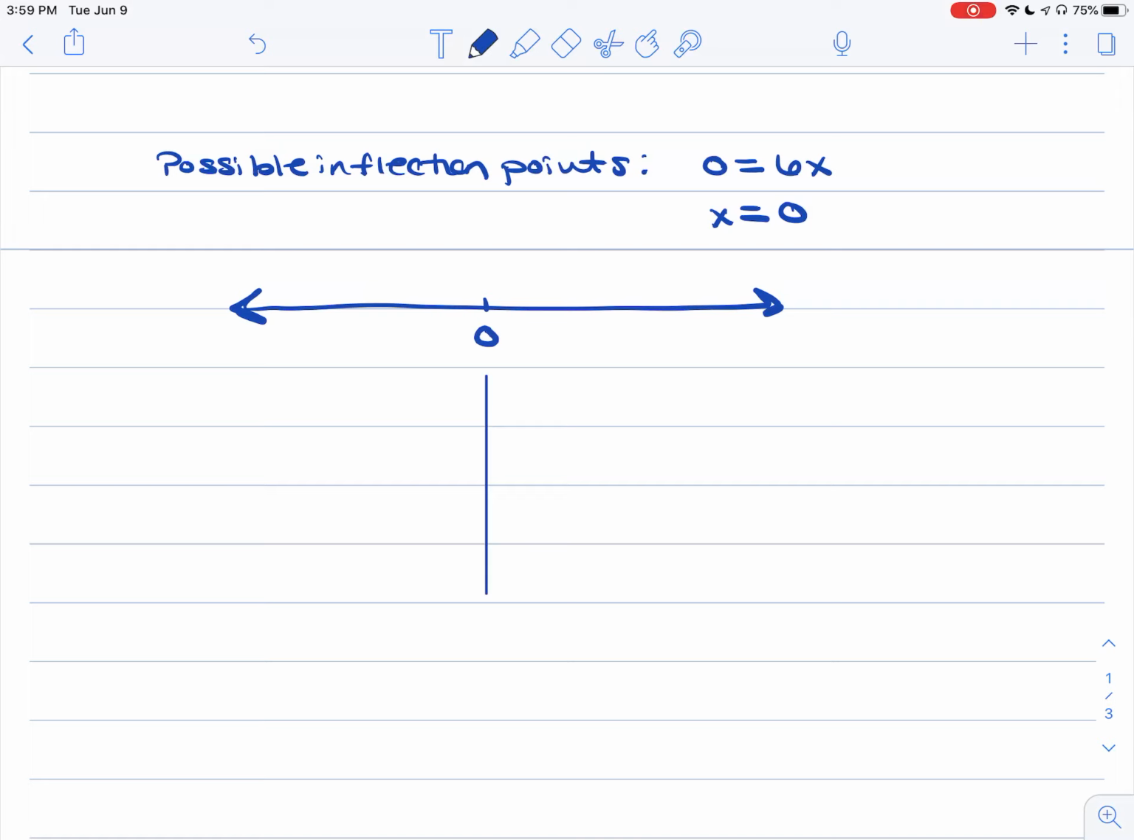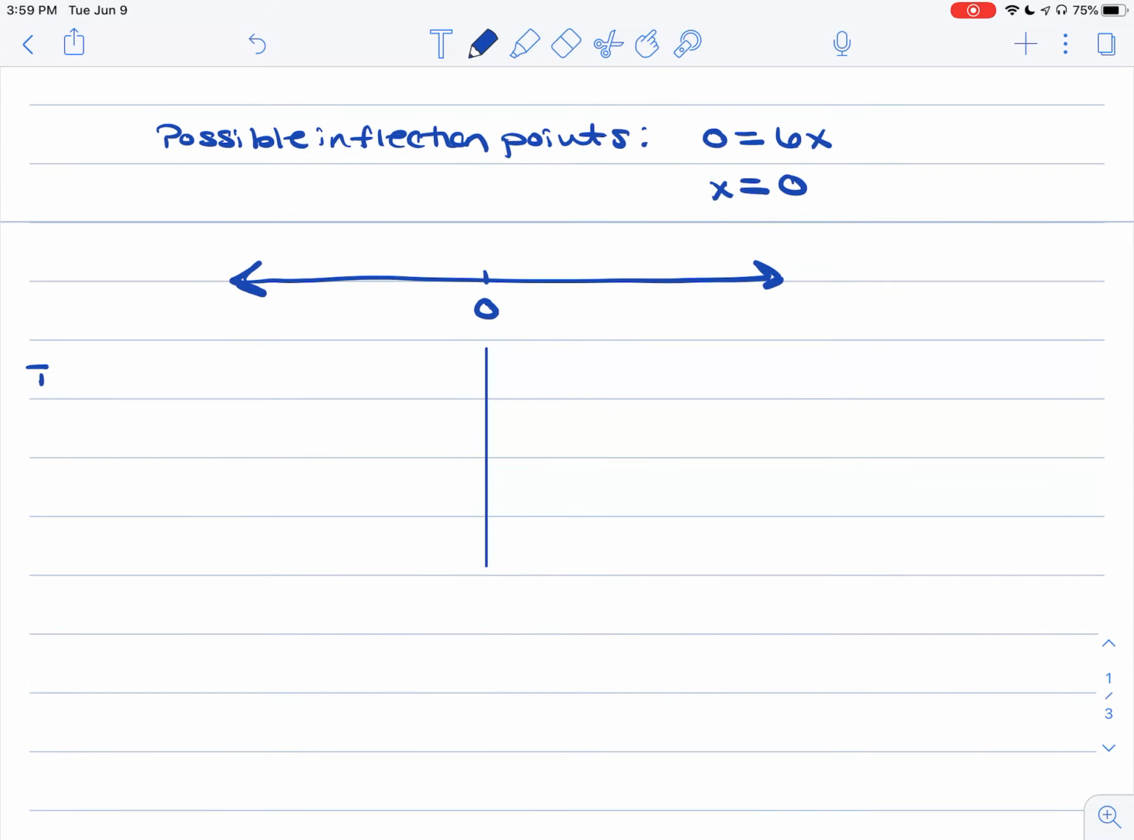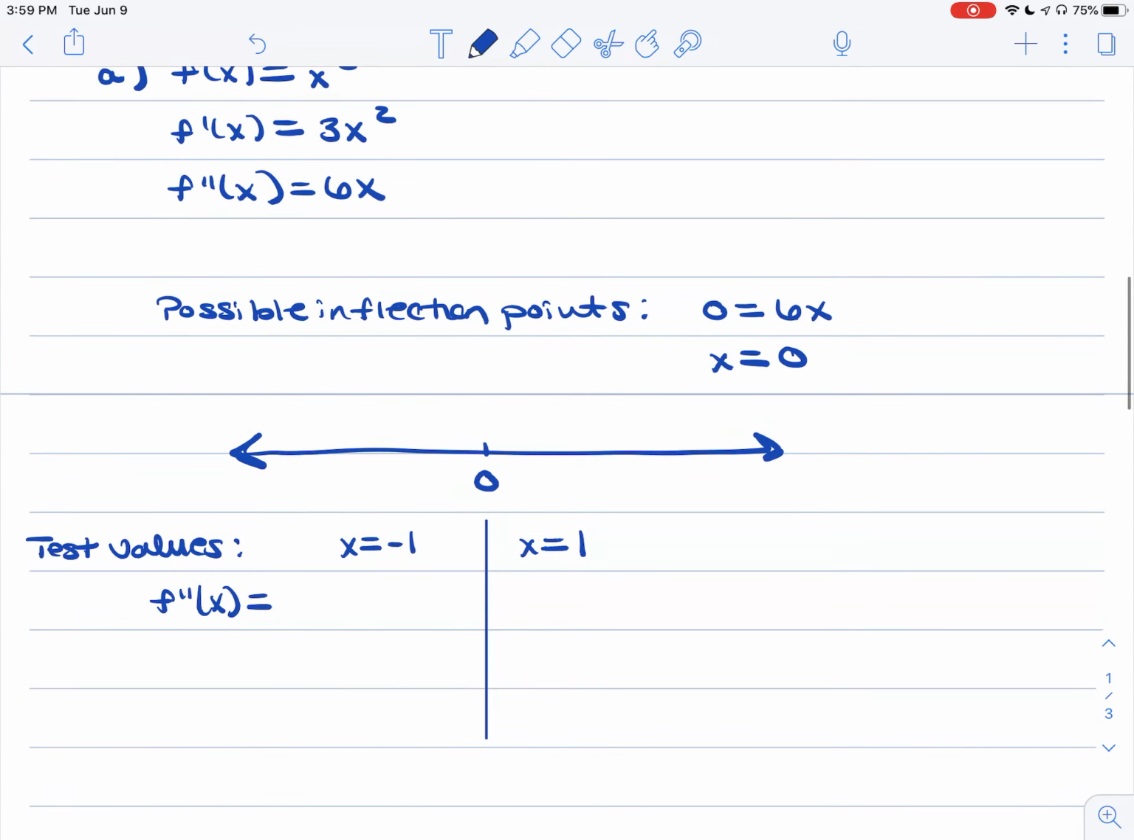And this creates two intervals around 0. So just like we did in the past, we're going to pick some test values within each interval, and we're going to plug those into our second derivative to see if it's positive or negative at that point. All right, so to the left of 0, I'm just going to go with -1, and to the right of 0, I'm going to go with +1.